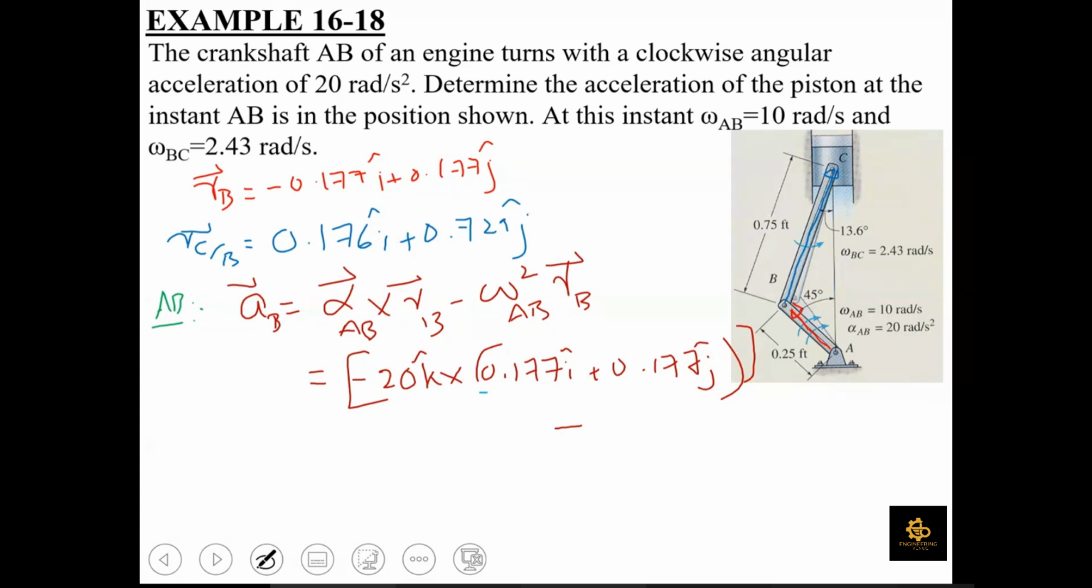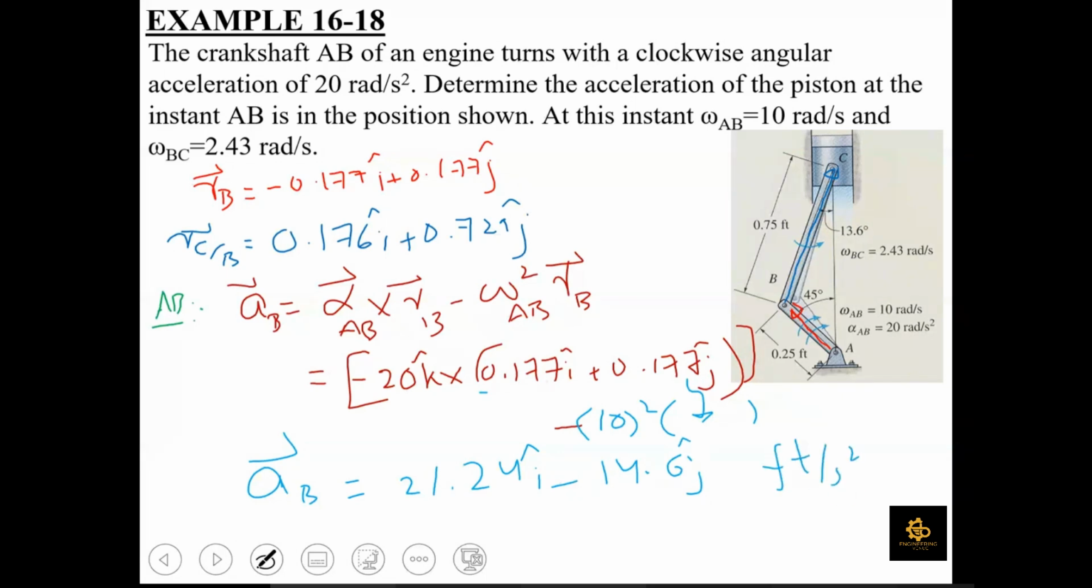Okay, minus omega square, omega is given as 10, so it is 10 square times the same r, which is minus 0.177i plus 0.177j. So overall, once you take this cross product, the acceleration of B comes out to be 21.24i minus 14.6j feet per second square. Okay, what should be our next step?